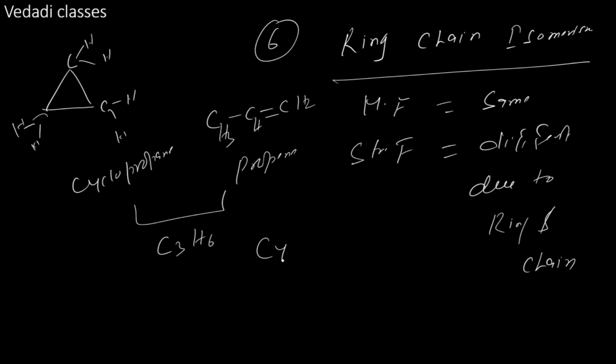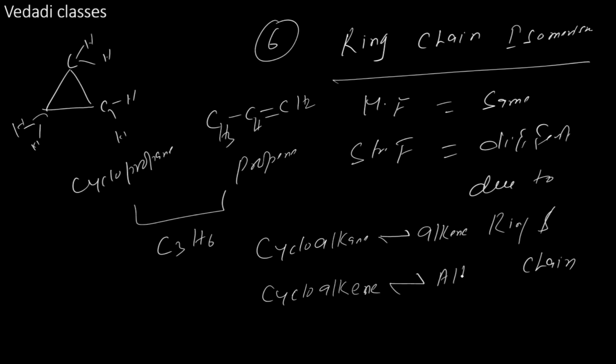Now all cycloalkanes are ring-chain isomers with alkenes, and cycloalkenes will show ring-chain isomerism with alkynes. Here is a cycloalkene, which will show ring-chain isomerism with an alkyne.